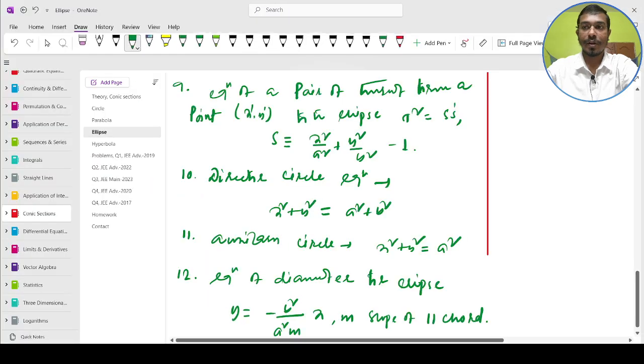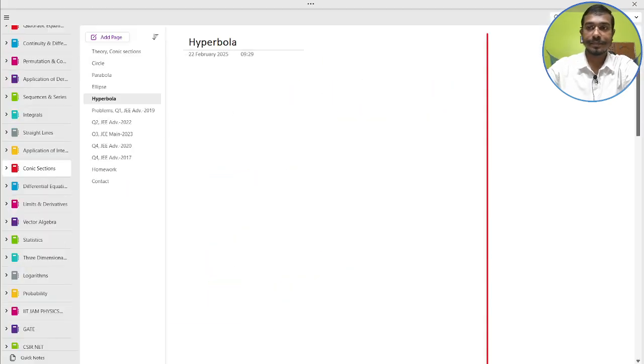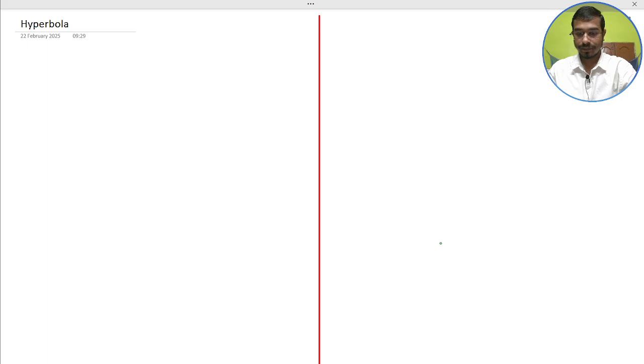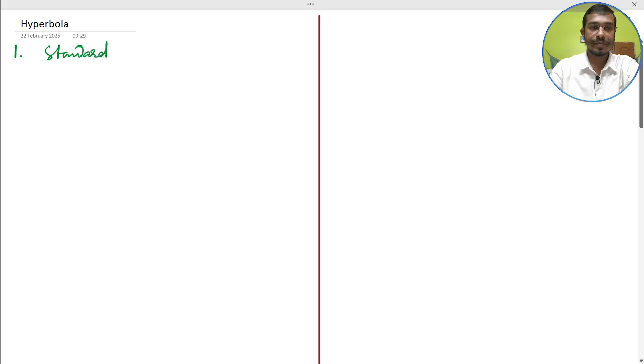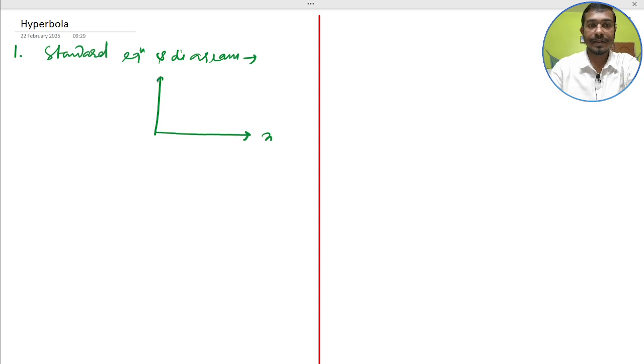Next topic number 4, hyperbola. First one, the diagram. Okay, standard equation and diagram. Number 1. This is the x and this is the y. X and the y. Okay.